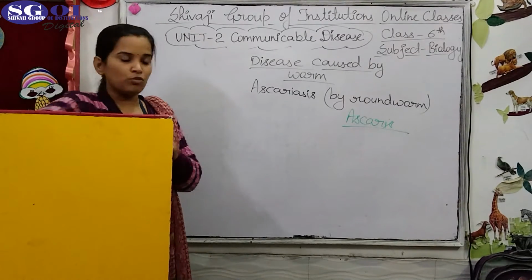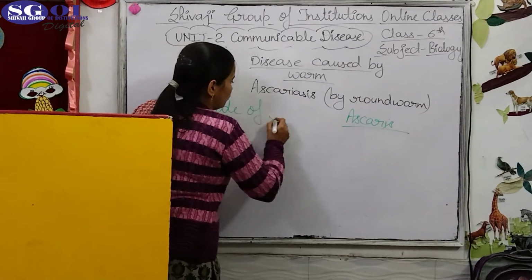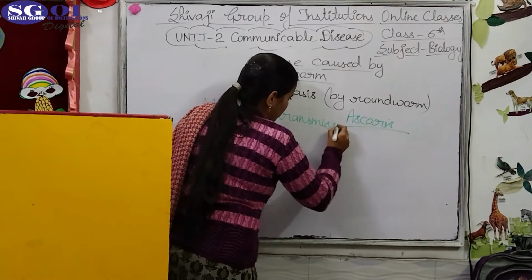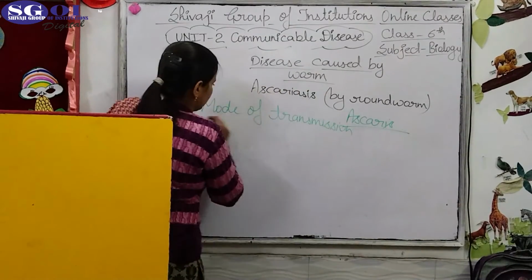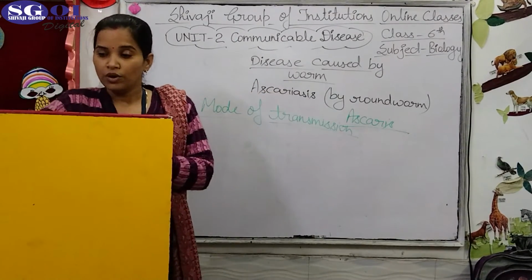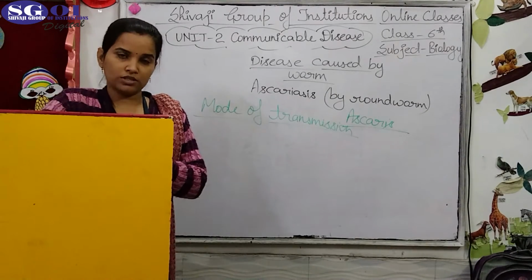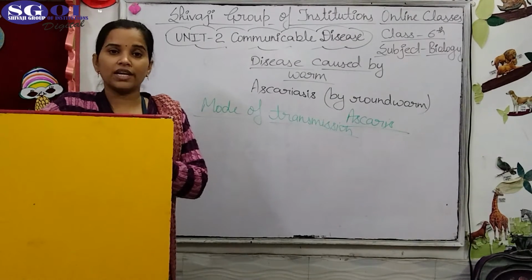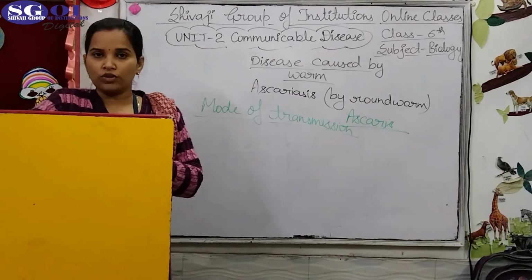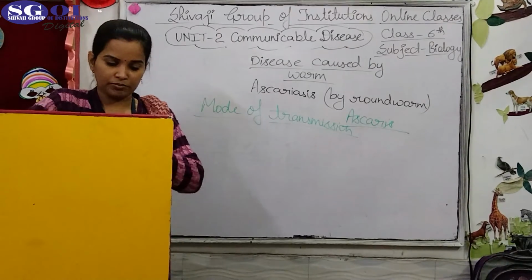Okay. Next is the mode of transmission. So the communicable diseases are transmitted from the source of infection to other persons or other living organisms by various modes. What are the modes of transmission? First is direct transmission and second is indirect transmission.